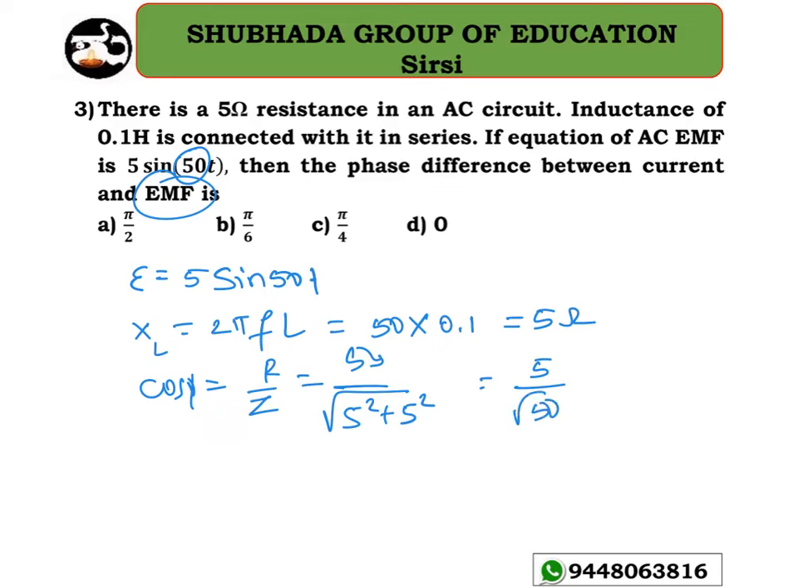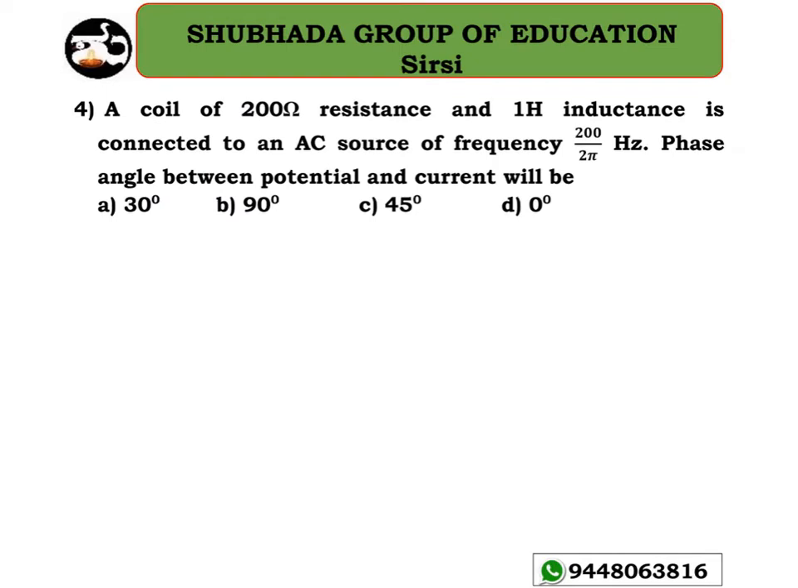If you solve this, you will get something like 0.7071, that is 1 by root 2. So cos phi is 1 by root 2, which is something like 0.7071. Okay, so move to the next problem.